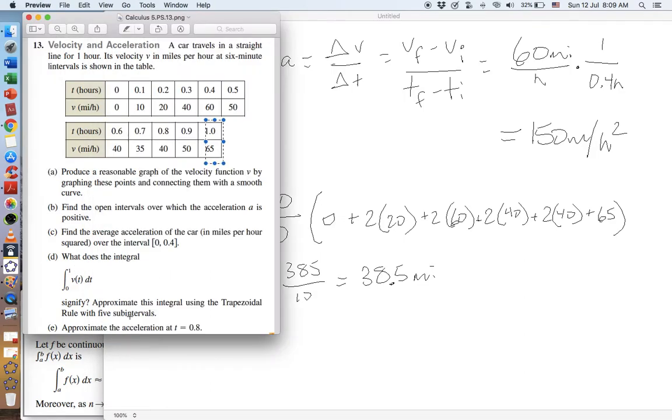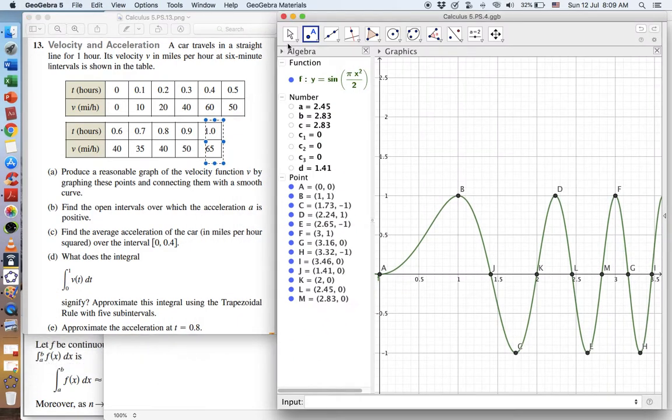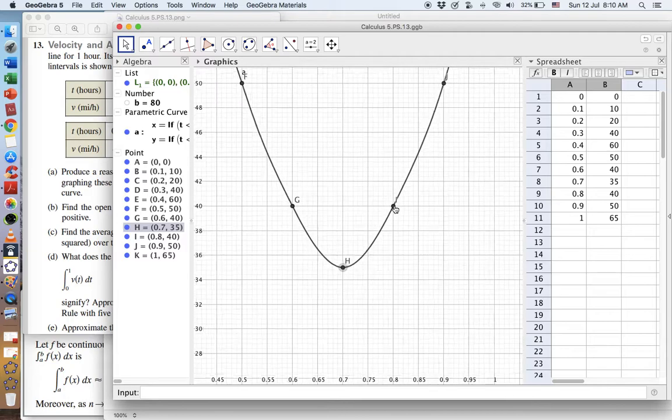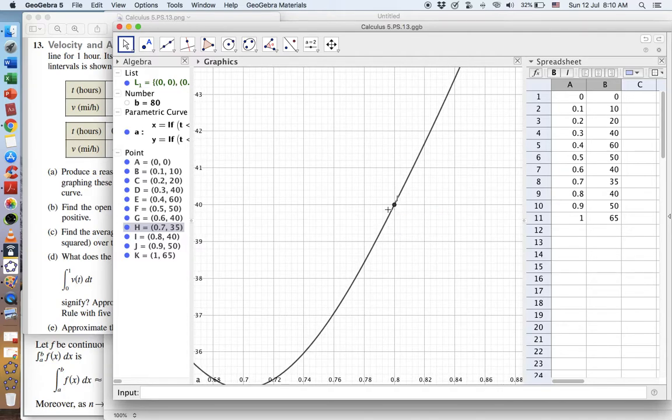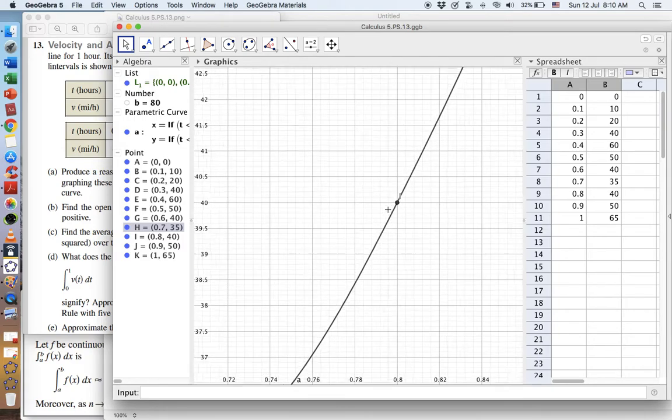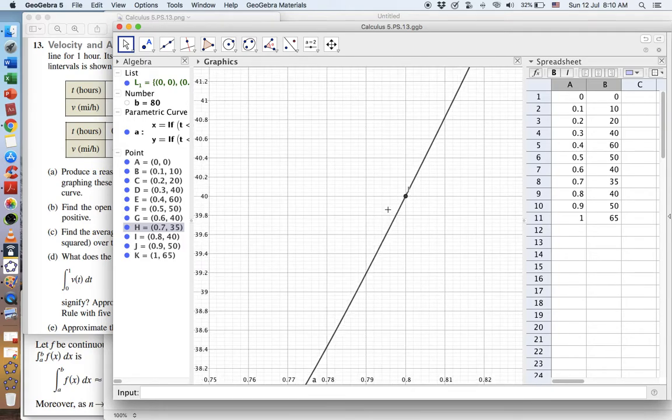Approximate the acceleration at t equals 0.8. Well, we can use Geogebra there. Not that one. This one here, and let's zoom in. We're looking at 0.8. And so we can do this a couple of different ways. It depends how precise we want. So we want to approximate the acceleration at 0.8.